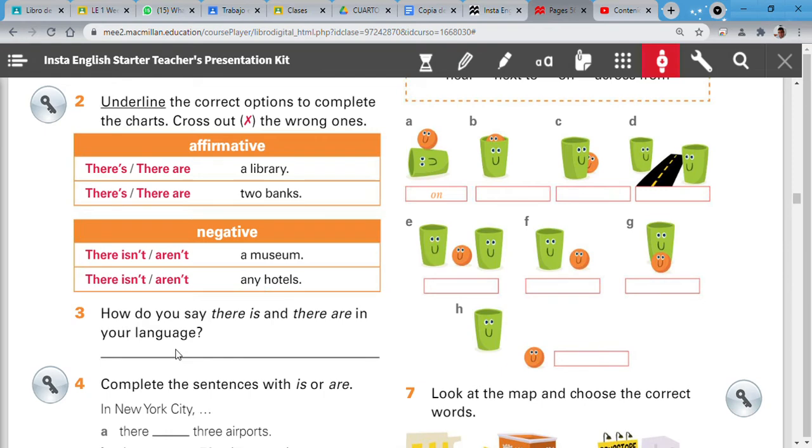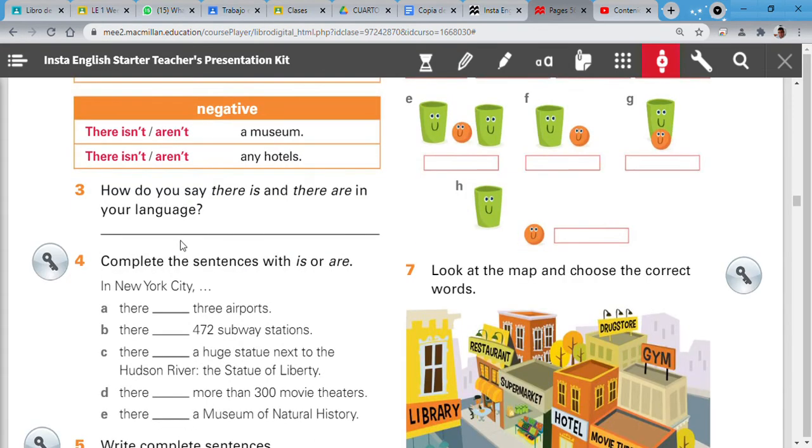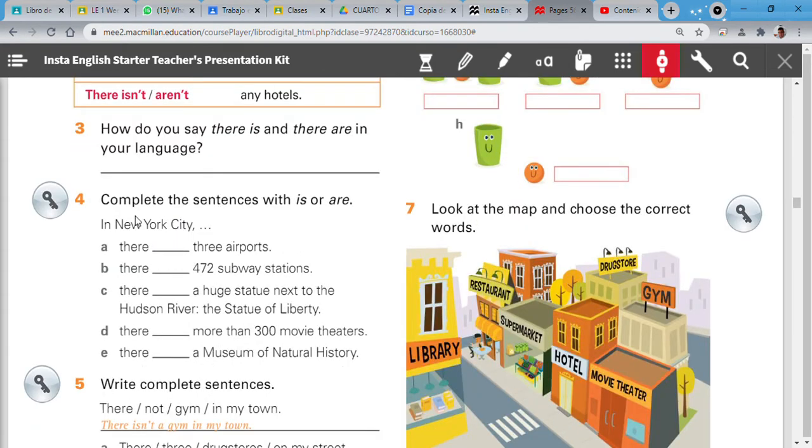Now let's see. Remember, for example, here in number 4 it says complete the sentence with is or are. So what do you have to do? Identify singular or plural. There, 3 airports. 1, 2, 3. There are 3 airports. There are 472 subway stations. There is, of course, a huge statue next to the Hudson River, the Statue of Liberty.